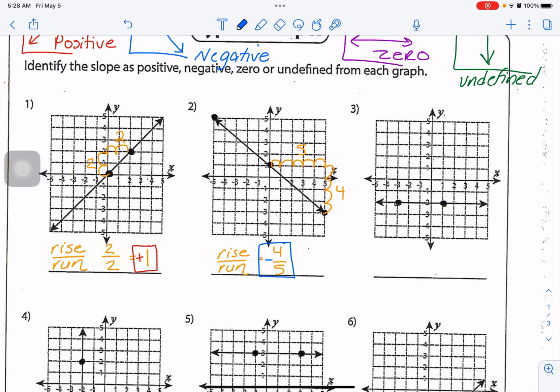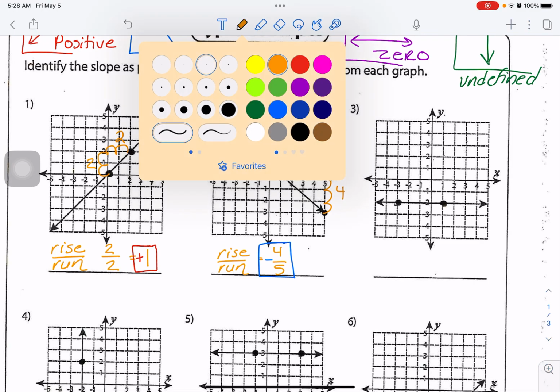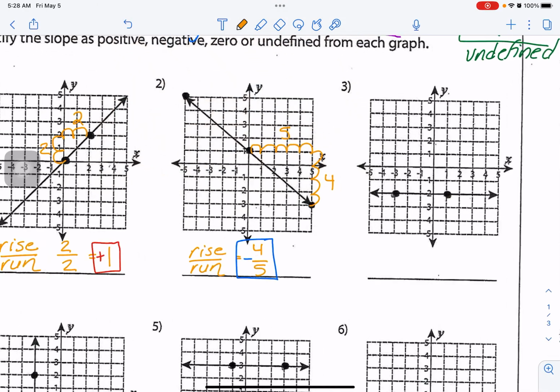For number 3 and 4, it would be nice if you have a calculator out because I want you to see the difference in your calculator.